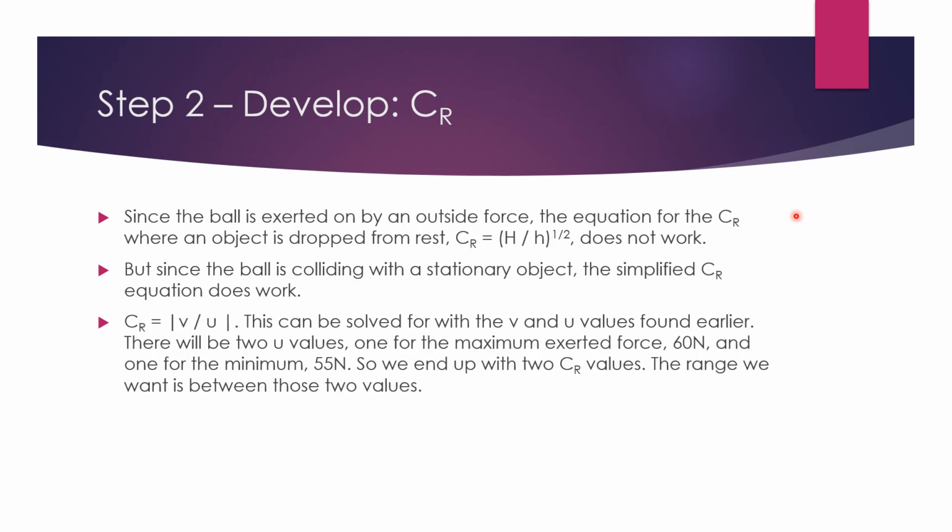Since the ball is exerted on by an outside force, the equation for CR for where an object is dropped from rest does not work. But since the ball is colliding with a stationary object, the simplified CR equation does work. CR can be solved with the prior found final and initial velocities. There will be 2 initial velocity values, one for the maximum and minimum exerted forces. Everything between those 2 CR values found will be our desired range.